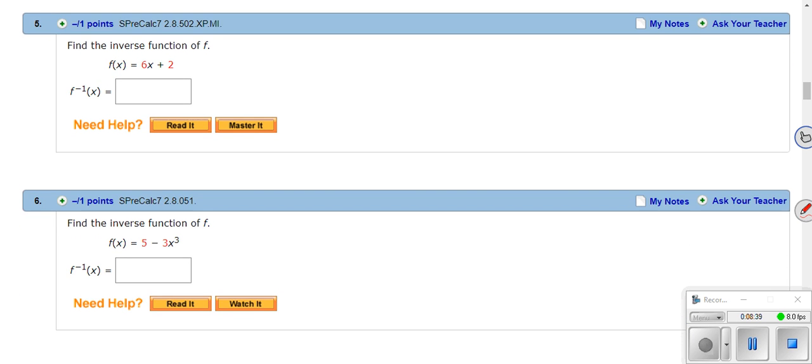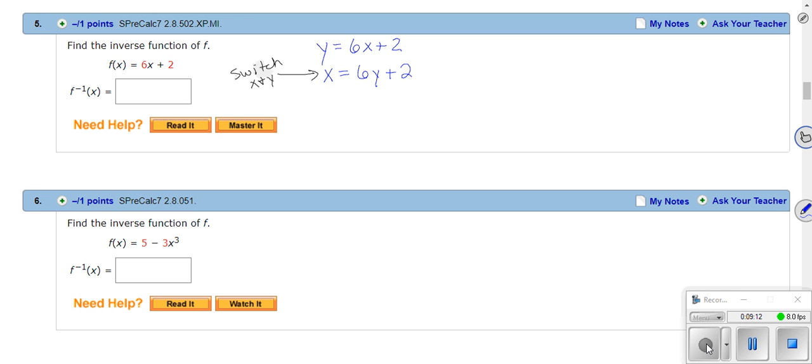Find the inverse function of f. So again, I'm going to step you through this. First thing you need to do is substitute in your y for your f of x. So y equals 6x plus 2. Second step is you're going to switch x and y. So now this turns this into x equals 6y plus 2. You literally switch your x and y variables.